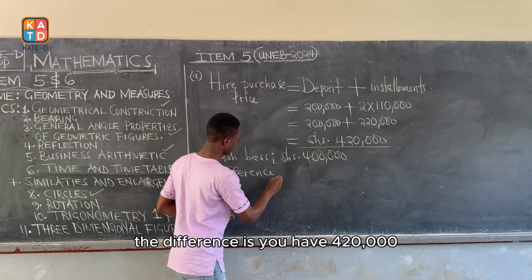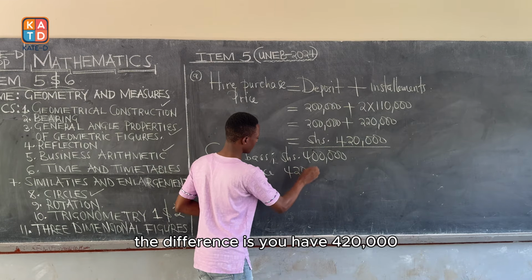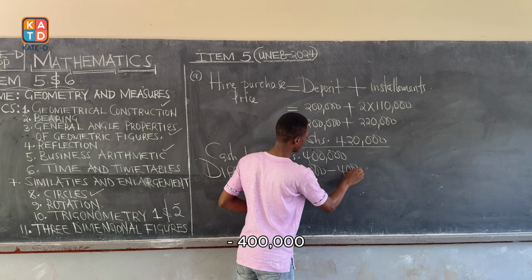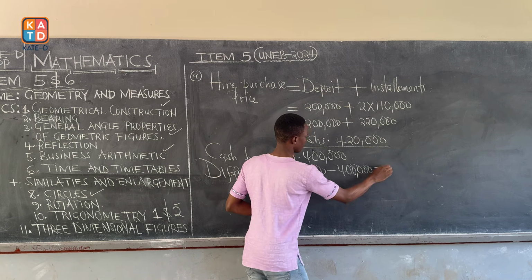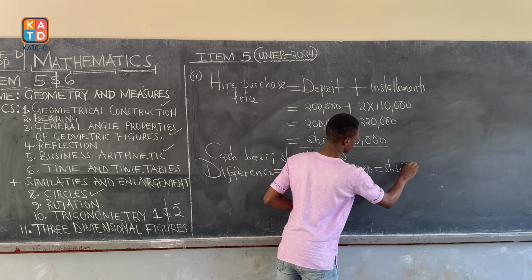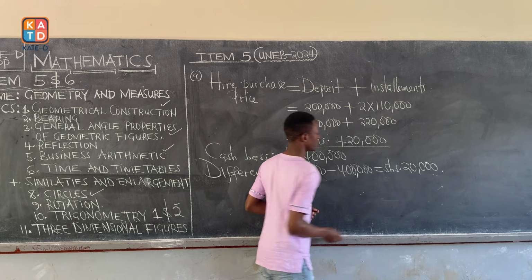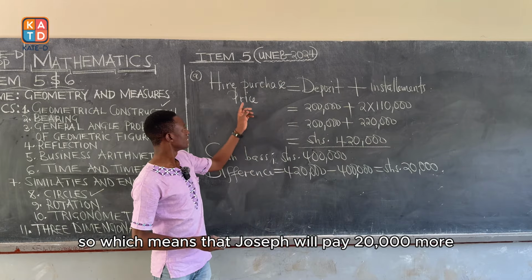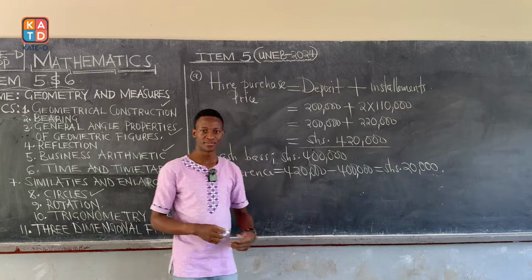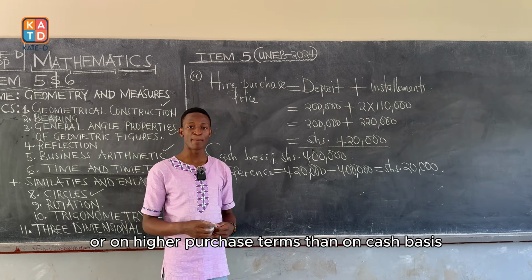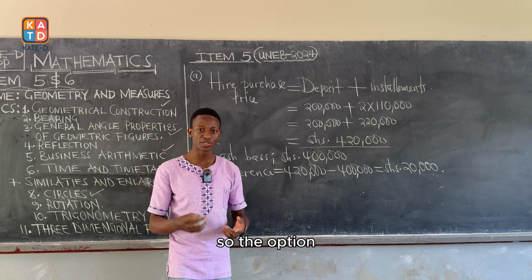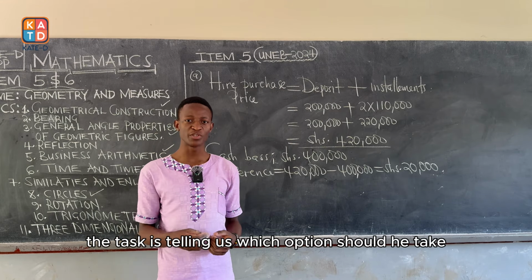The difference is, we have 420,000 minus 400,000, then we shall get 20,000. So which means that Joseph will pay 20,000 more on higher purchase terms than on a cash basis. So the task is telling us which option he should take.